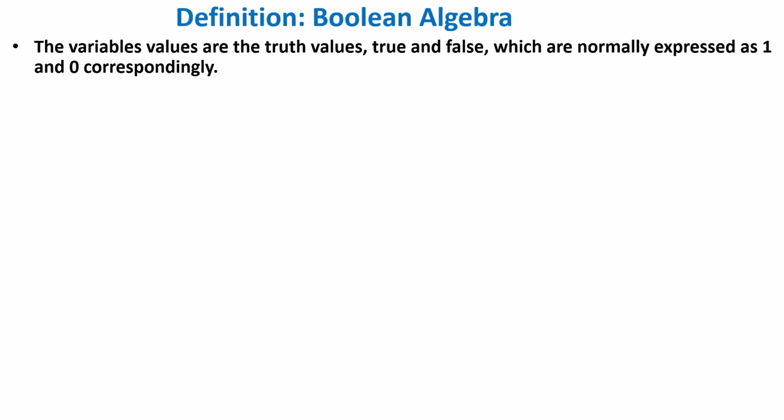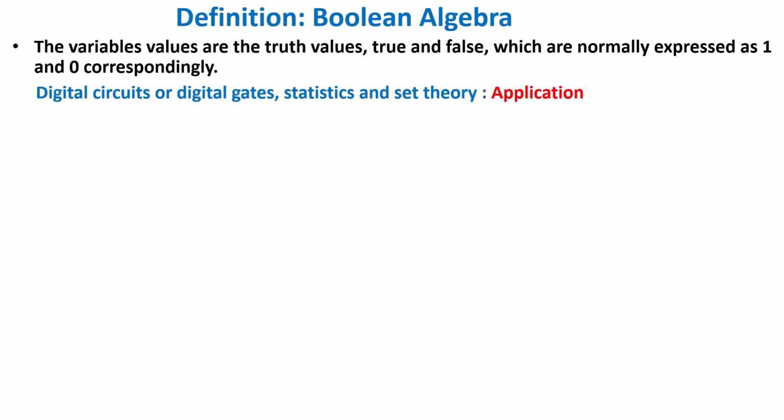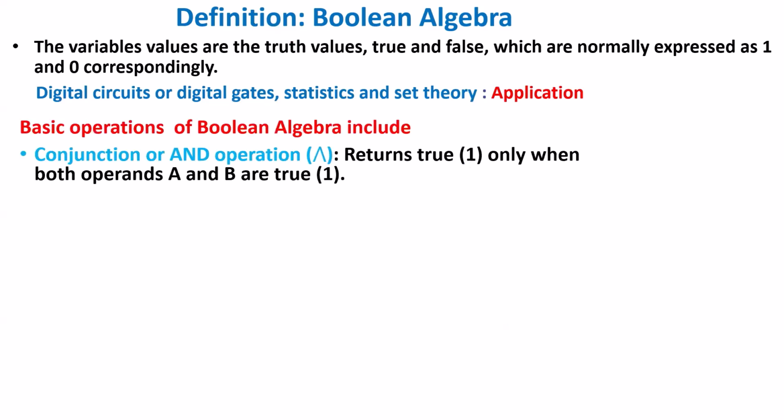Boolean algebra, also known as logical algebra or binary algebra, is by definition a kind of algebra in which the variables' values are the truth values, that is, true and false, which are normally expressed as 1 and 0 correspondingly. It has various applications, such as in the analysis and simplification of digital circuits or digital gates, as well as in statistics and set theory. It was also crucial in the creation of digital devices and is supported by all current programming languages.